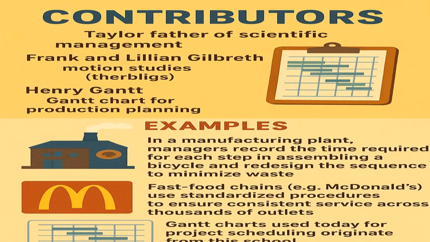Contributors: Taylor, the father of scientific management; Frank and Lillian Gilbreth's motion studies; and Henry Gantt, whose chart is used for production planning. So these are all the contributors of scientific management. Examples: in a manufacturing plant, managers record the time required for each step in assembling a bicycle and redesign the sequence to minimize waste. In fast food chains like McDonald's, standardized procedures ensure consistent service across thousands of outlets. And Gantt charts used today for project scheduling originate from this school.